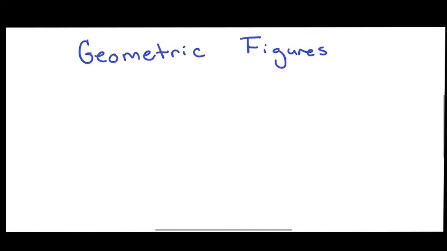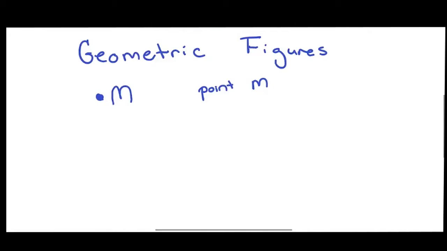So the first geometric figure we're going to talk about is the point. So here I have a point and it is labeled. So I would say that this is point M. A point is a location in space.